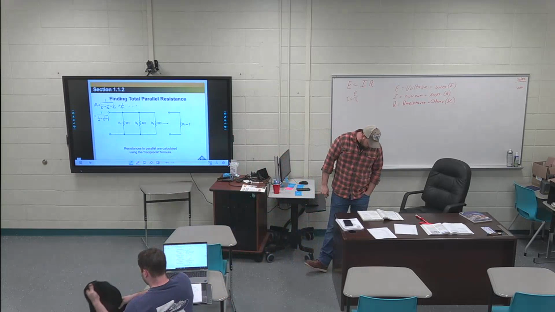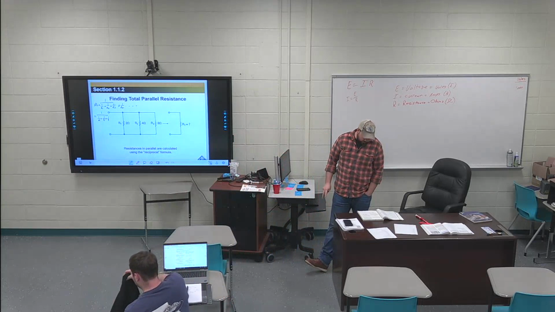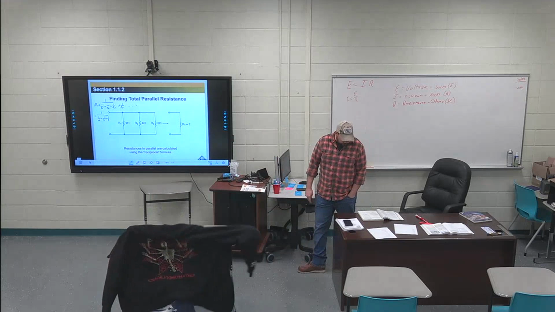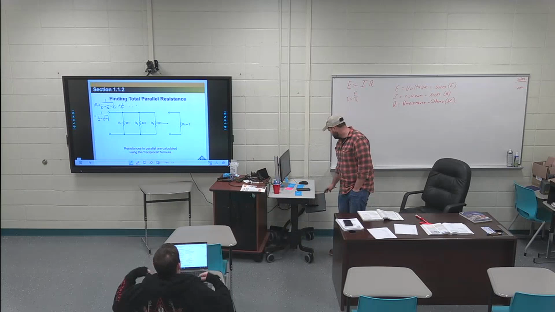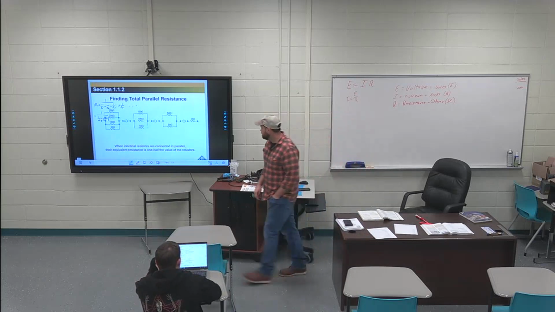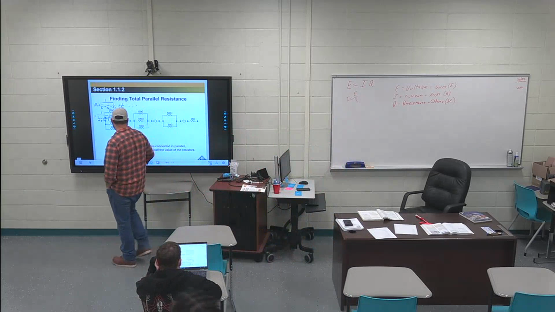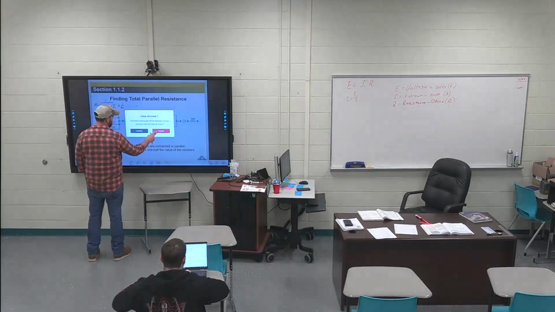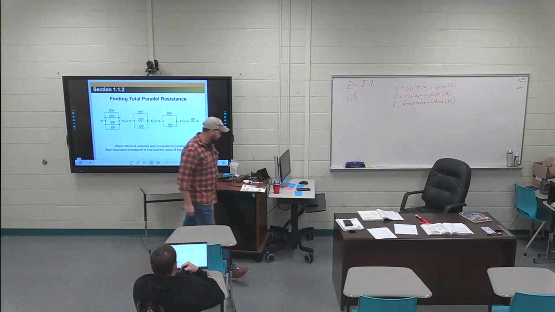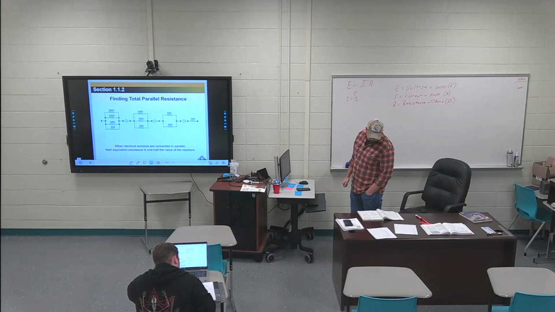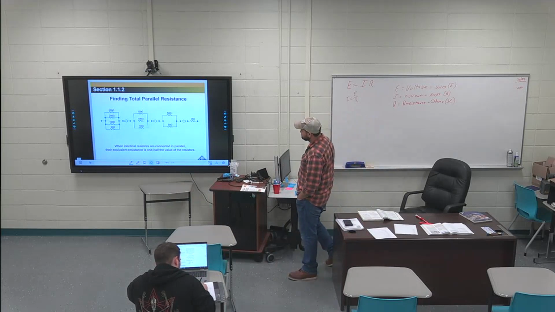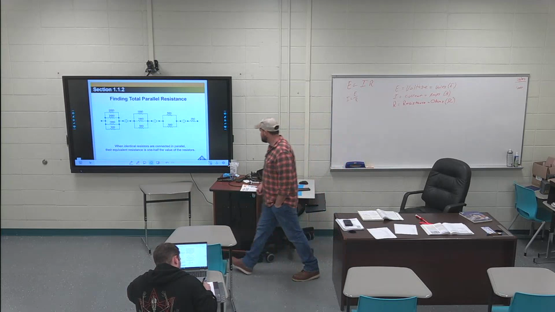If you have just 2 resistors, you are allowed to use that equation that's in the top right of page 3. The total resistance equals R1 times R2 over R1 plus R2.